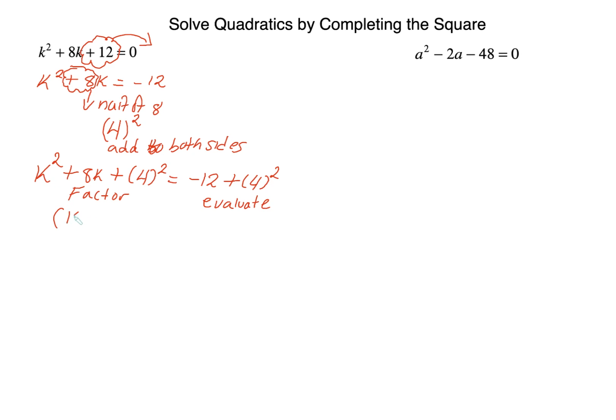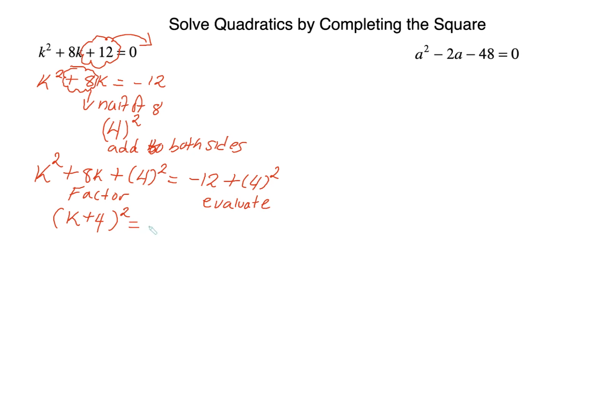I'm going to put in a k, and then I'm going to put in a plus 4, because the 4 is positive, all squared. Because this is what we would call a perfect trinomial. The first term is perfect, and the last term is perfect. So it's just k plus 4 all squared.